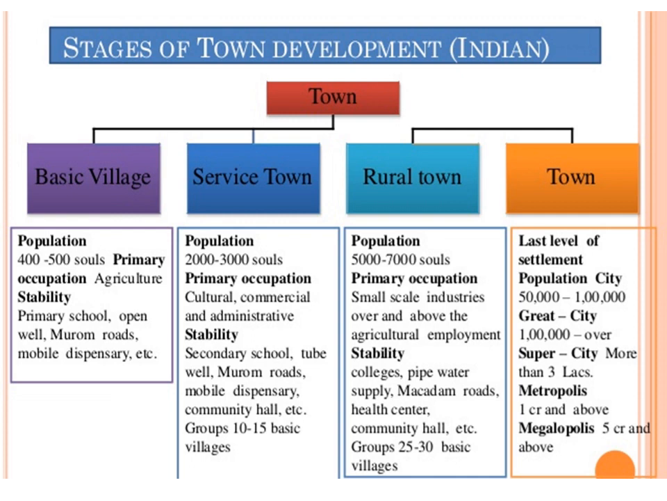Then town, the last level of settlement of population. City is having a population range between 50,000 to 1 lakh, and great city having a population more than 1 lakh, whereas super city having population more than 3 lakhs, and metropolis having population more than 1 crore and above, and megalopolis having population more than 5 crores and above.